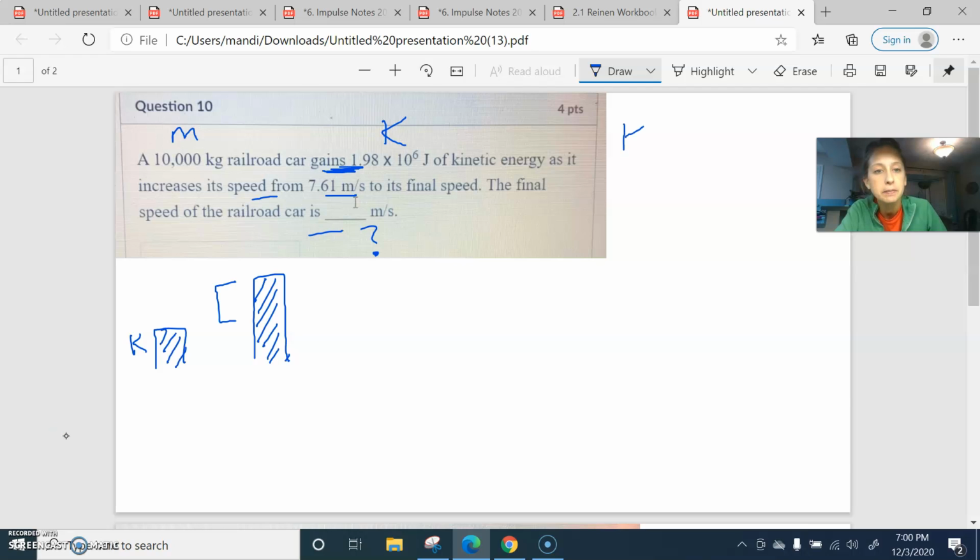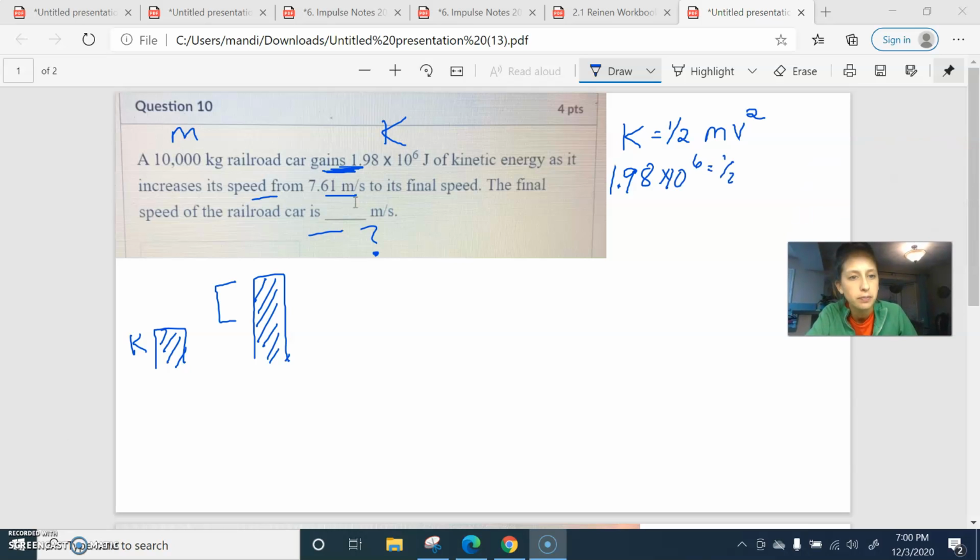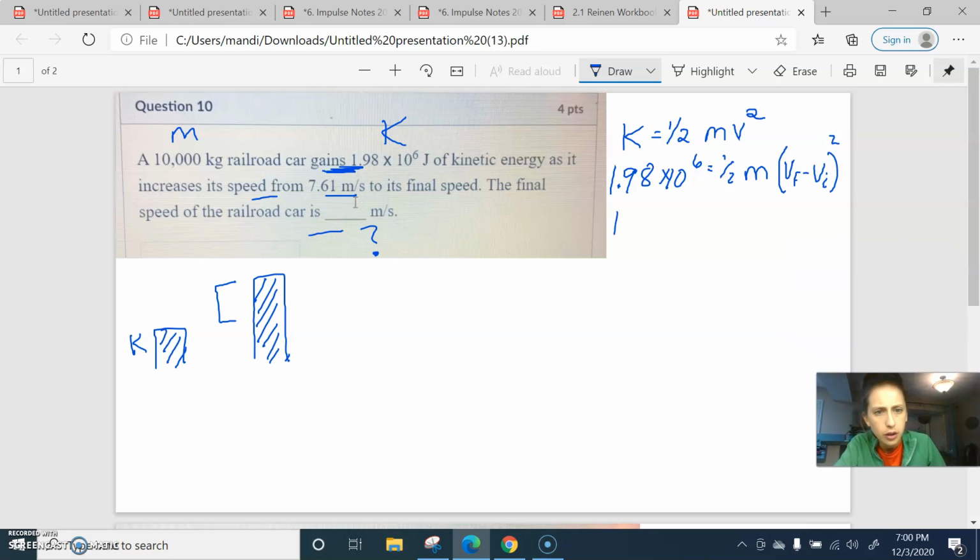Okay, so kinetic energy is 1/2 mass times velocity squared. And they're telling us the change in kinetic energy is 1.98 times 10 to the 6. So that's 1/2 times the mass. The mass doesn't change, but we can do final minus initial squared. Let's do this. So 1.98 times 10 to the 6 equals 1/2. The mass is 10,000. The final, we don't know, but the initial is 7.61, and that is squared.